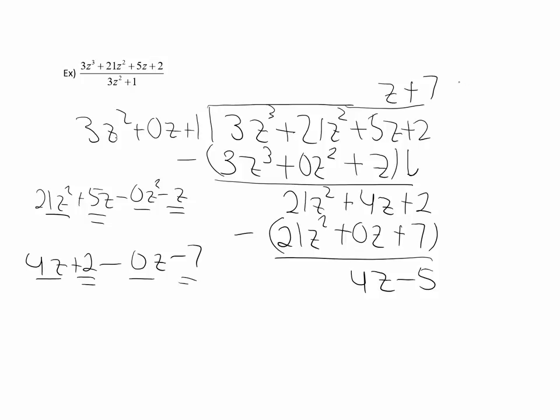So I'm going to write it as plus 4z minus 5 over the divisor, which is 3z squared plus 1.